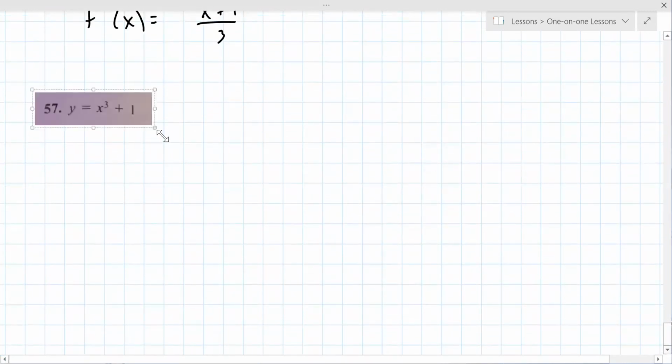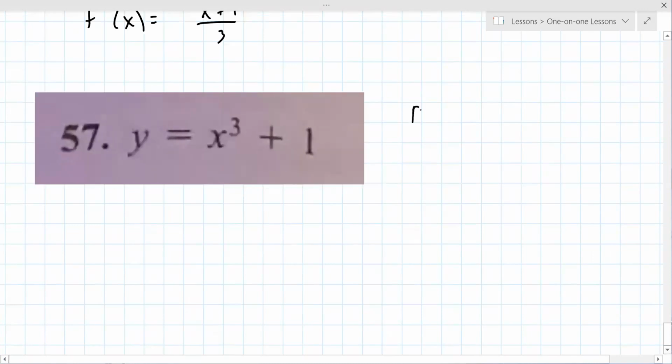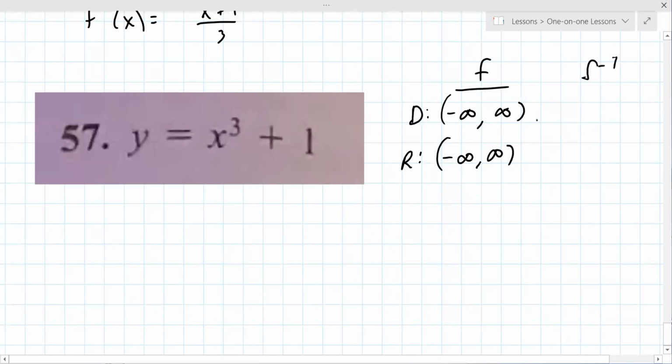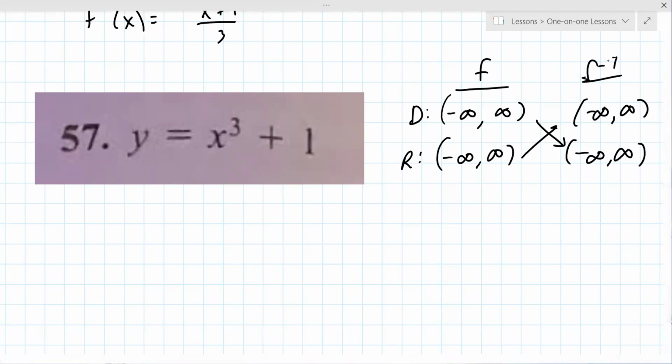All right. So the domain of this function is minus infinity to infinity, and the range you'll find is also minus infinity to infinity. Which means that if this is F inverse, this comes down here, and this goes up here. Now, I just told you that we can see it graphically, but let's review the steps for finding the inverse.